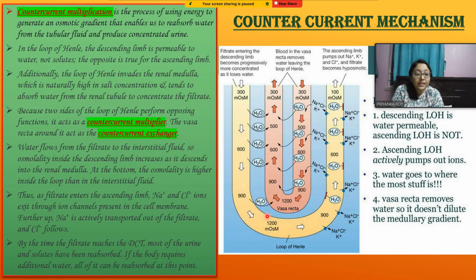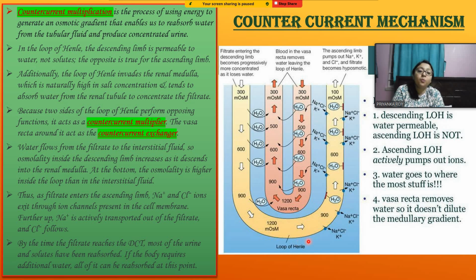Therefore the osmolality increases in the descending limb. Suppose it is 300 milliosmol, then it goes down to 600 because the water is getting out from here. Then it is getting concentrated, it becomes 900. More water leaves the filtrate, it becomes 1200. So it is highly concentrated at the bottom. This is the highest concentration of urine, found at the bottom point of the loop of Henle.